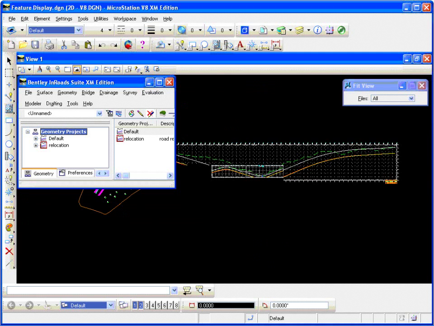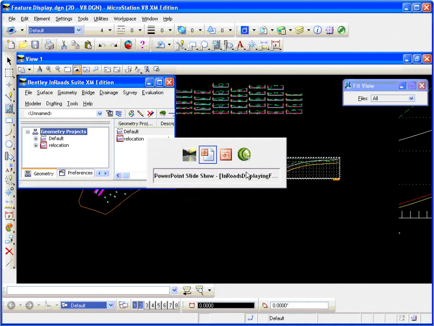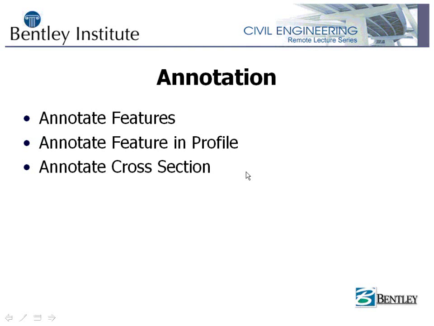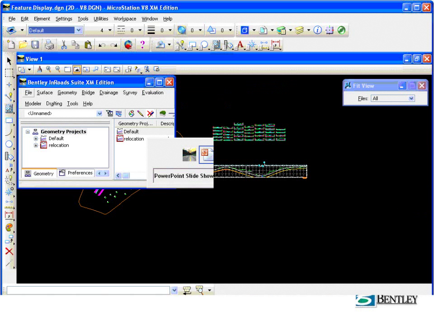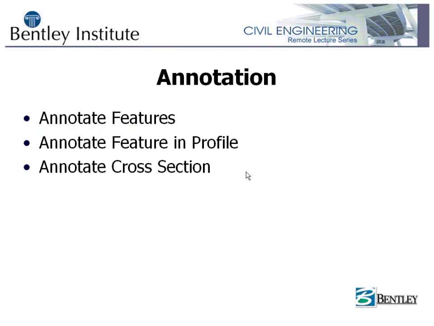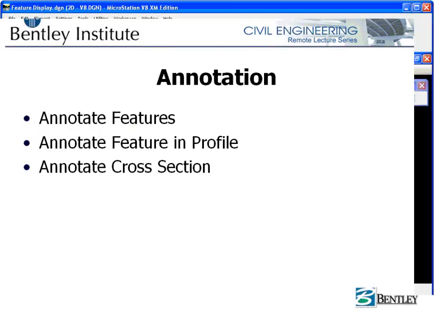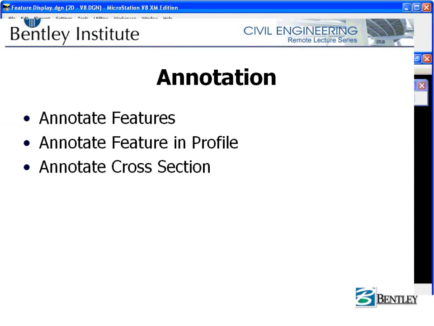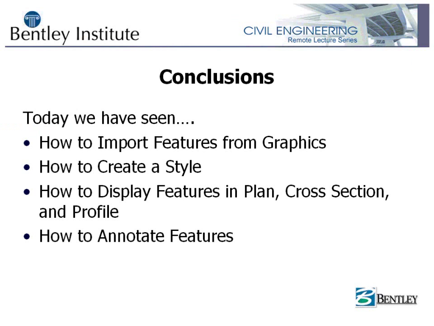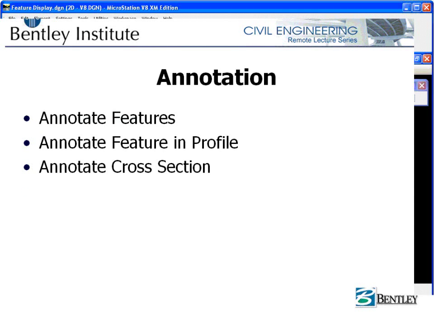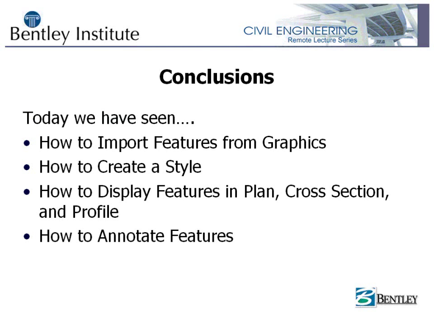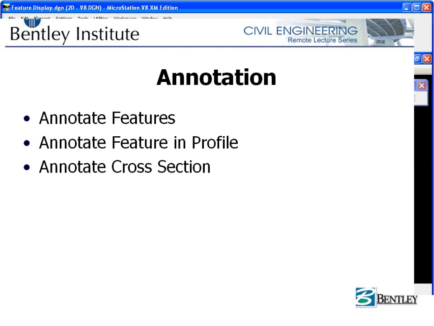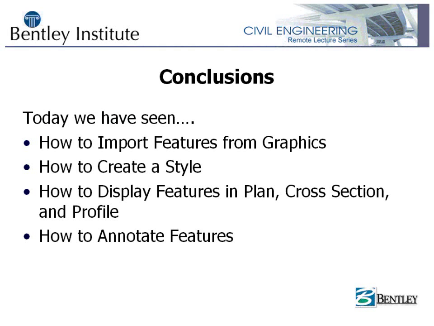So let's go back over to our presentation real quick. So in our annotation, we went through annotating the features in the plan view, annotating the features in the profile, and annotating in the cross section. So in conclusion, today we've seen how to import features from graphics. We've gone through how to create a style for those features. We've gone through how to display features in the plan, cross-section, and profile. And we have gone through and shown a few ways of how to annotate features.